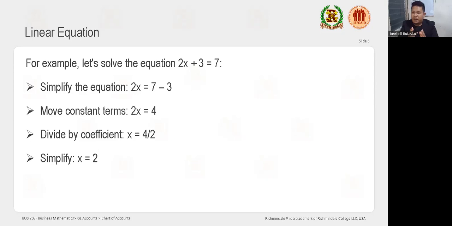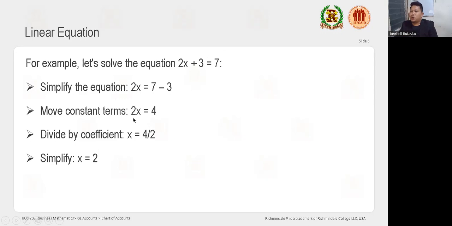If the number that you're going to transpose is negative, it will become positive, like what happened to positive 3. When we transpose it to the other side, it will become negative 3. So as you can see here, 2x plus 3 is equal to 7. Then when we simplify, meaning we transpose the 3 to the other side, 2x is equal to 7 minus 3. So 7 minus 3 is equal to 4.